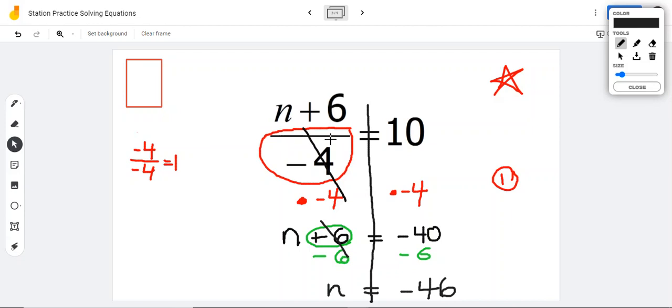So remember, if you see a big fraction on one side, where n and some other number is being divided by a value, you do have to get rid of the multiplication or division first, and then the adding and subtracting.